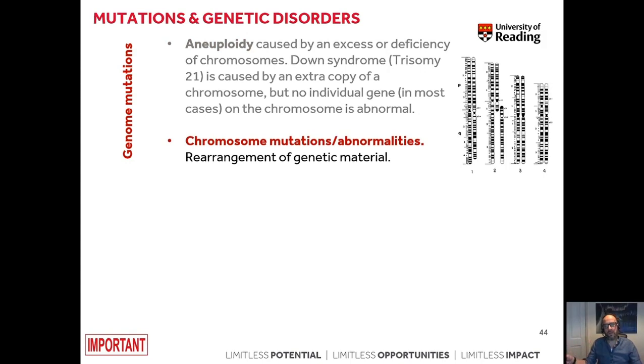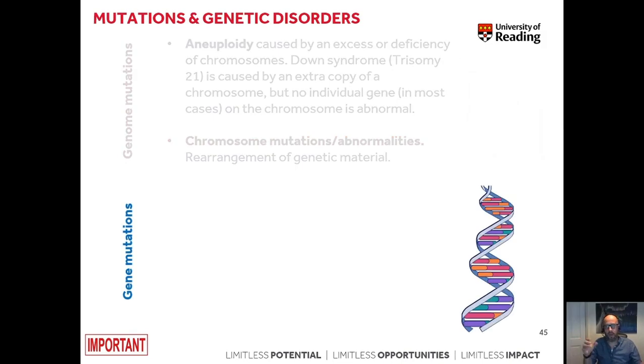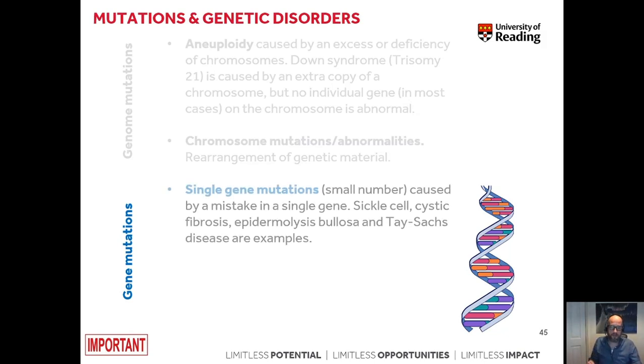Another type of genome mutations are chromosomal mutations or abnormalities, where parts of the chromosomes are rearranged. For example, where part of a chromosome binds to an unrelated chromosome, and if this mutation is inherited, we can end up with a genome mutation and genetic disorder. In contrast to those genome-wide mutations, there is also another type of mutation which can result in disorders, and those mutations are referred to as gene mutations.